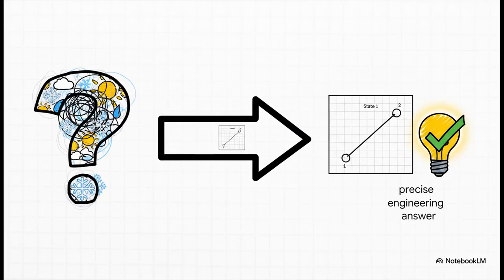And that's really the main takeaway here. We took a complicated problem with all these invisible properties of air, and we used our map, the psychrometric chart, to turn it into a clear, visual journey that gave us a precise, solvable engineering answer.